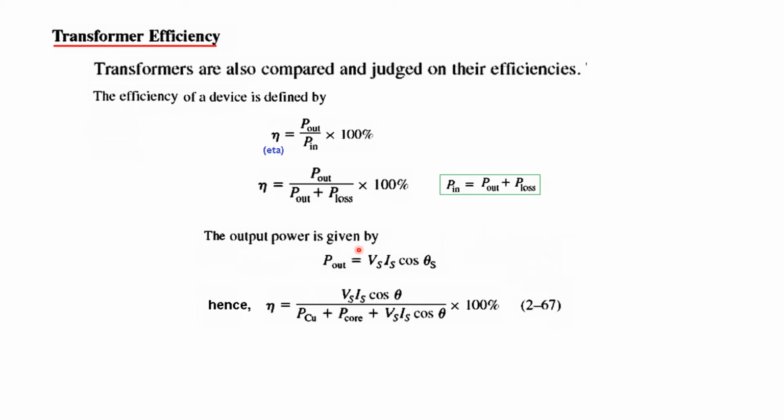and P out is Vs Is cos theta. So this is the general formula that we know for power, so we'll write that. And the losses are actually the copper loss and the core loss, so we'll incorporate those two, and plus output again Vs Is cos theta percentage. So this formula will be used for calculating the efficiency.